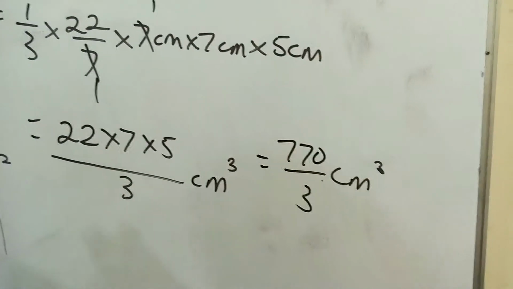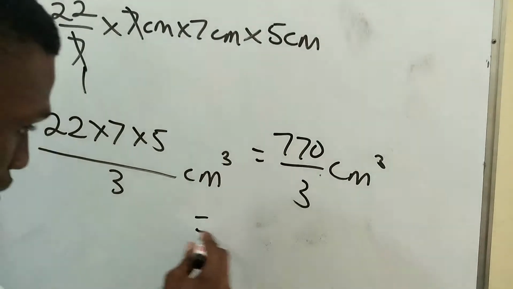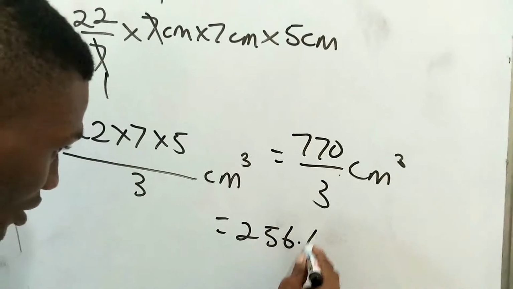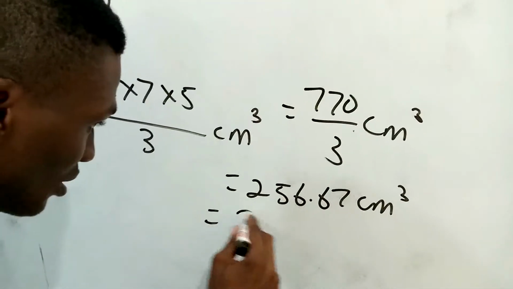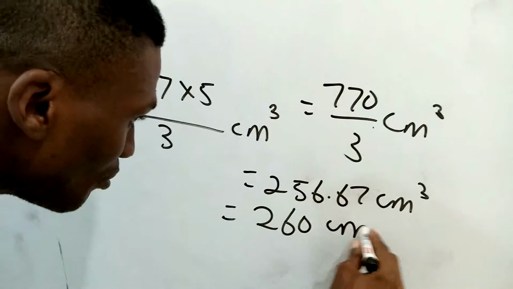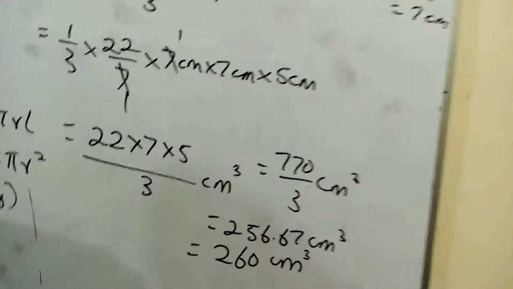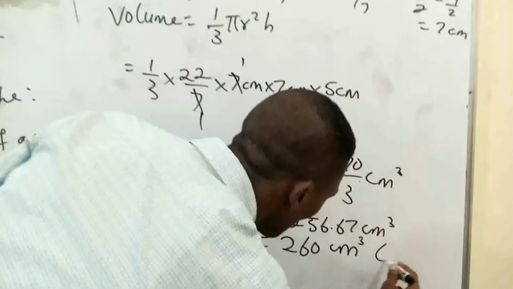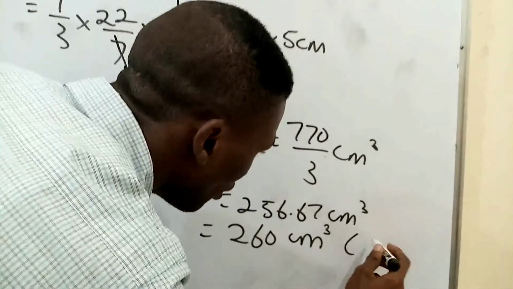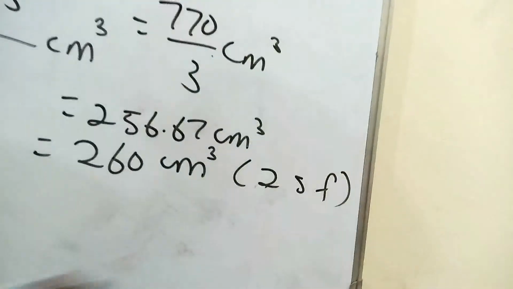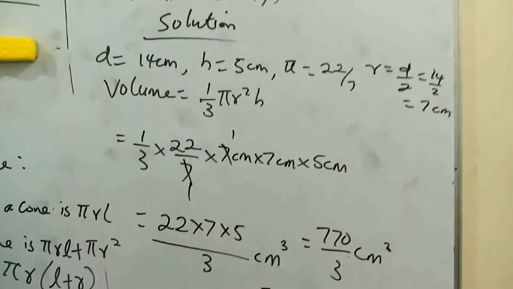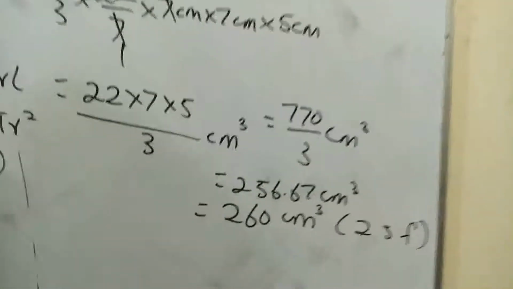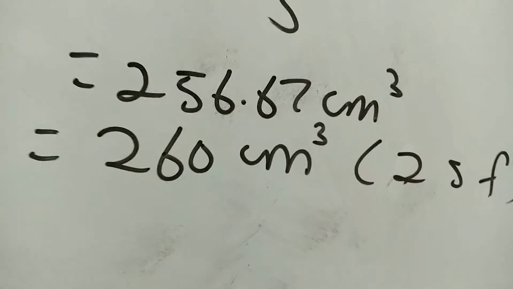We use our calculator to divide that, and we get 256.67 cm cubed. We have to round it to the nearest tens, or two significant figures, which gives 260 cm cubed. So the volume of that cone is 260 cm cubed.